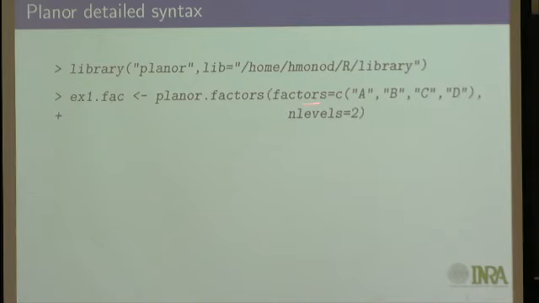So this is the more decomposed one. The first thing is to give the information on the factors. So here we allocate to the object which is called x1.fac, a name I have chosen, the result of planar.factors, which is a function of the library planar. It's a command, and its arguments are called factors and levels. Here we specify that we have 4 factors which we want to call A, B, C, D, and they have 2 levels each.